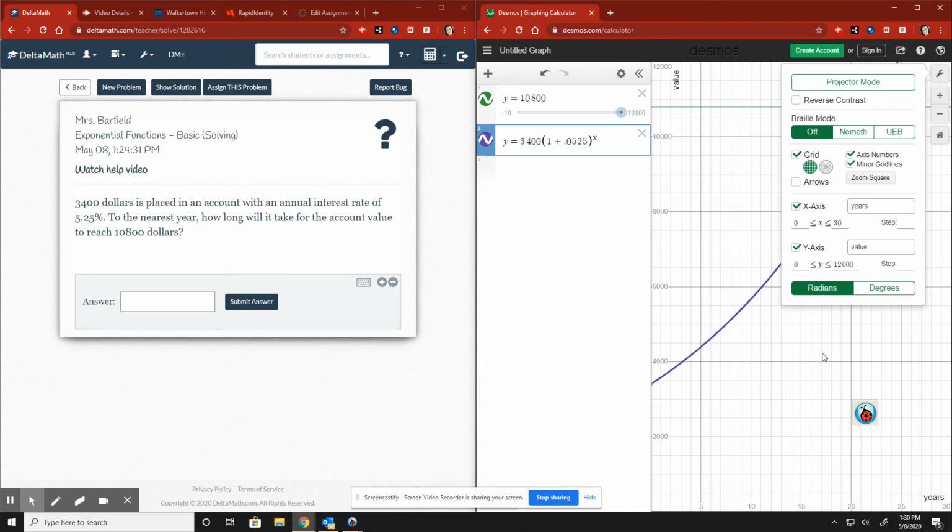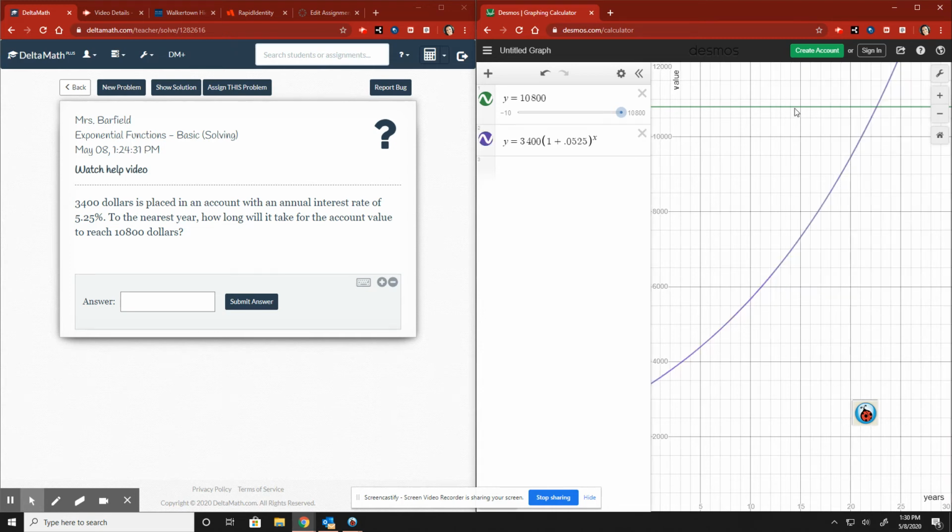All right, so now if I click off here, you can see there's my 2 graphs. There's my green one, the 10,800, and then here's my exponential growth. Now I'm going to click on it where they intersect. So you can see here I've got a point. I've got 22.588. That's my x value, so that's my years. And then 10,800, that's my value. So it's going to take me 22.588 years for my investment to grow to 10,800.